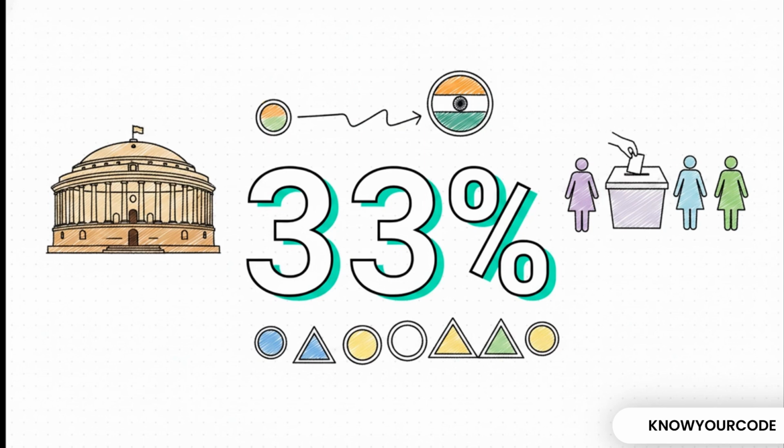Which brings us to the very latest addition, the 106th Amendment in 2023. This was historic. It reserves 33%, a full one-third, of the total seats in the Lok Sabha and state assemblies for women for a period of 15 years.